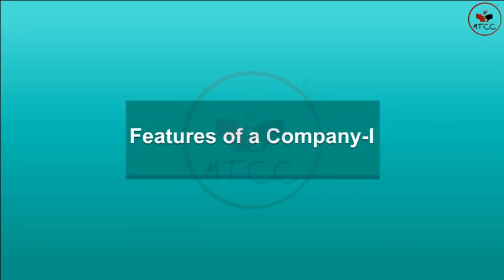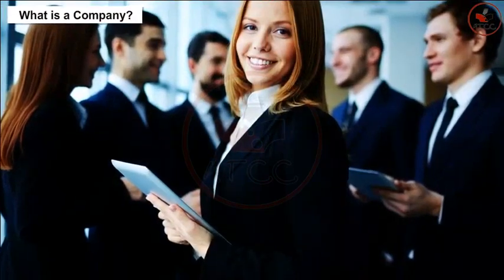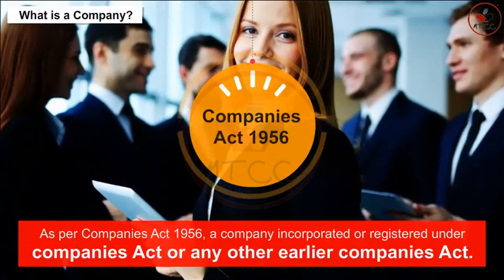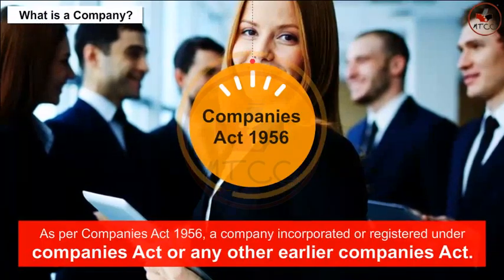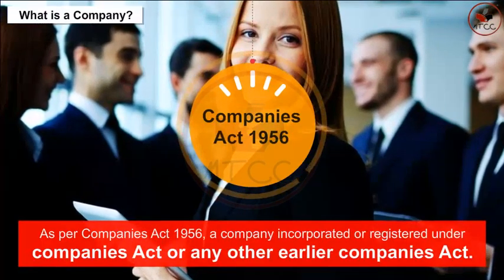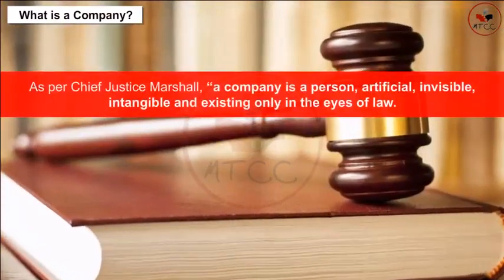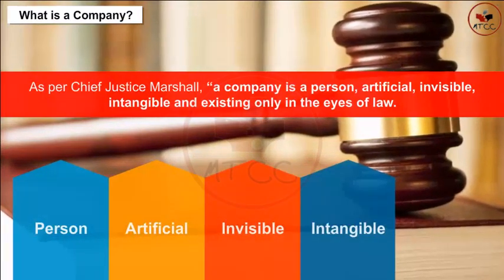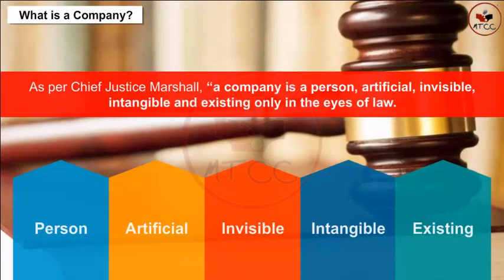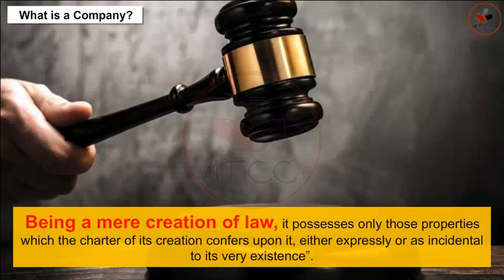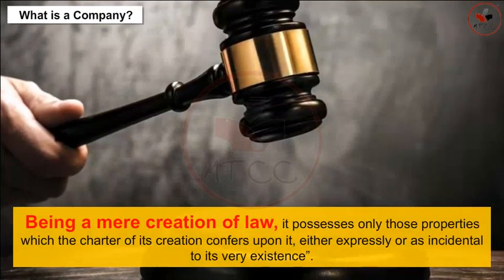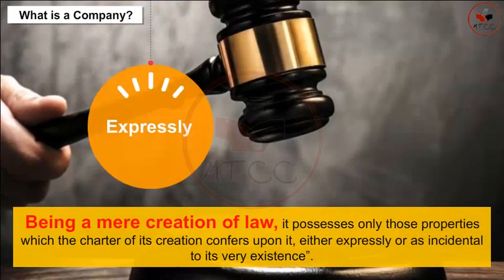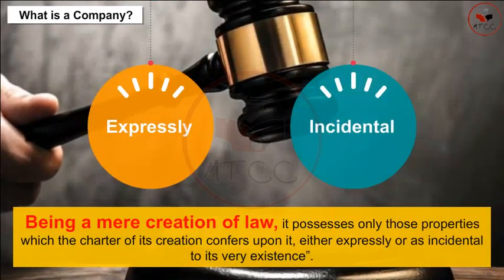Features of a company. 1. What is a company? As per Companies Act 1956, a company is one incorporated or registered under the Companies Act or any earlier Companies Act. As per Chief Justice Marshall, a company is a person, artificial, invisible, intangible, and existing only in the eyes of law. Being a mere creation of law, it possesses only those properties which the charter of its creation confers upon it, either expressly or as incidental to its very existence.